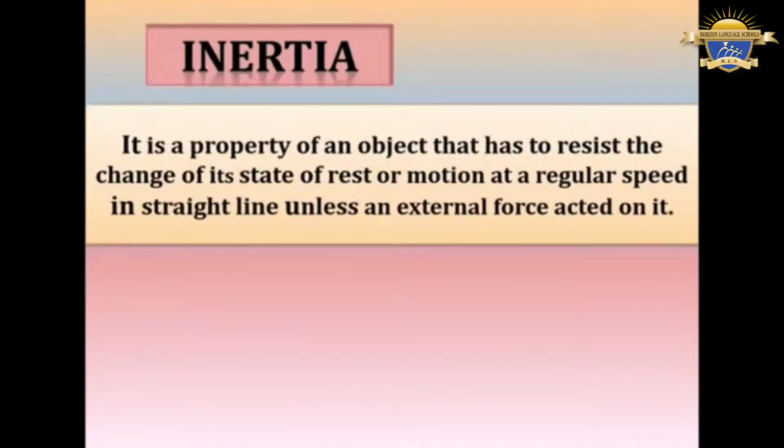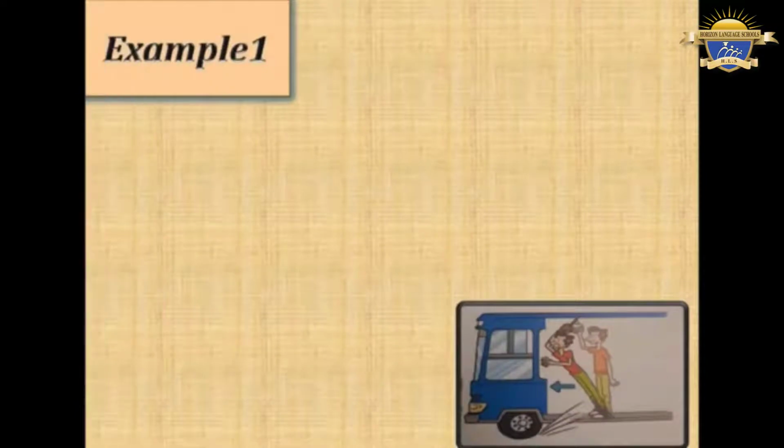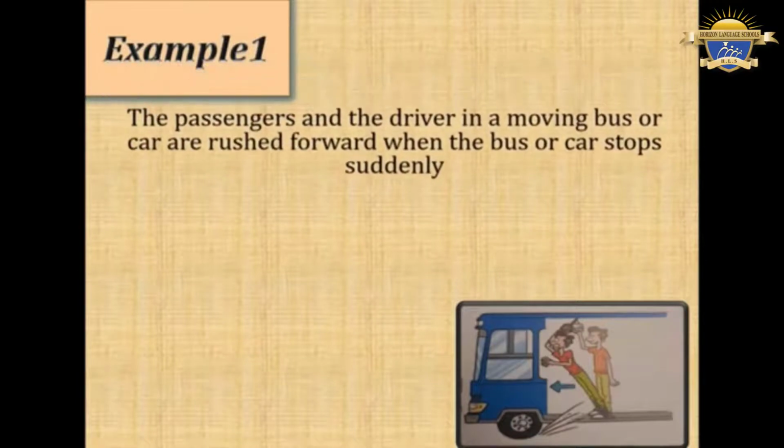We will talk about forces of inertia. Inertia is a property of an object that makes it resist the change of its state of rest or motion at a regular speed in a straight line unless an external force acts on it. It means that inertia makes the object resist the change in their motion or resist the change in their rest state. There are some examples that indicate inertia in our life.